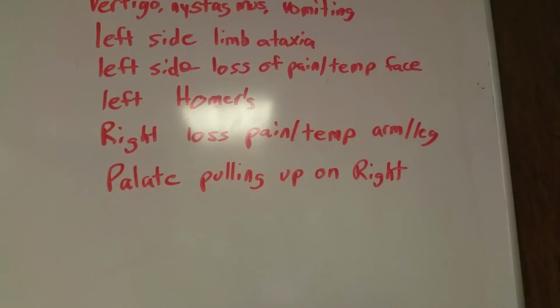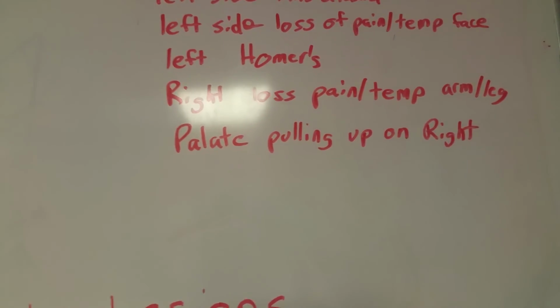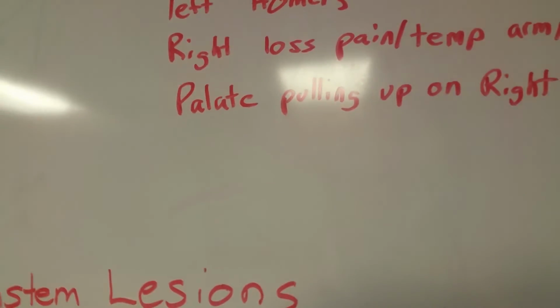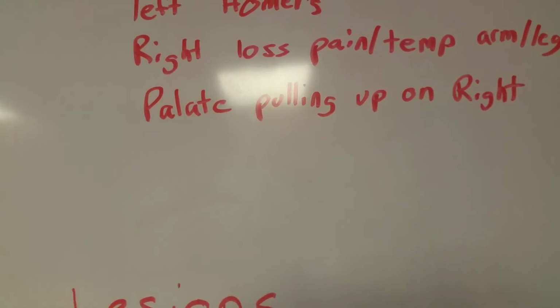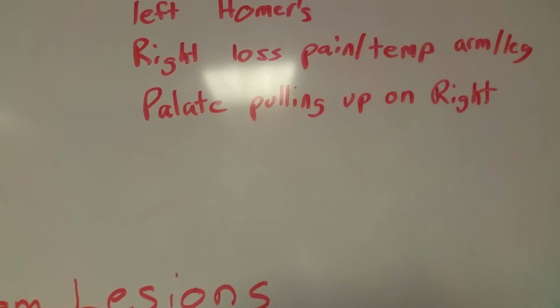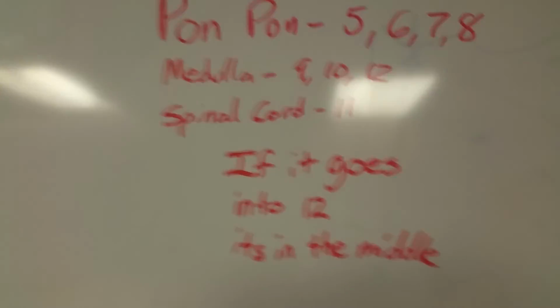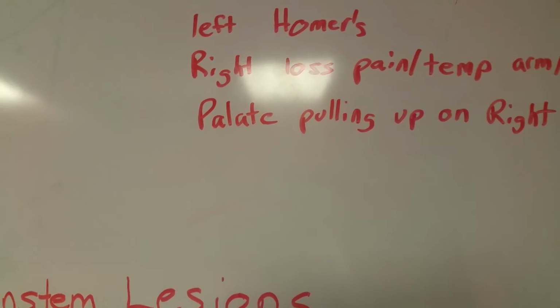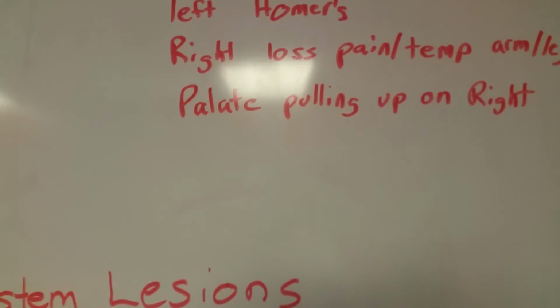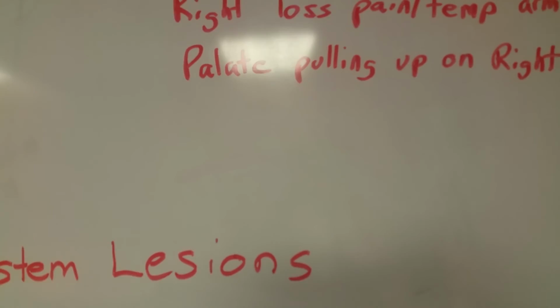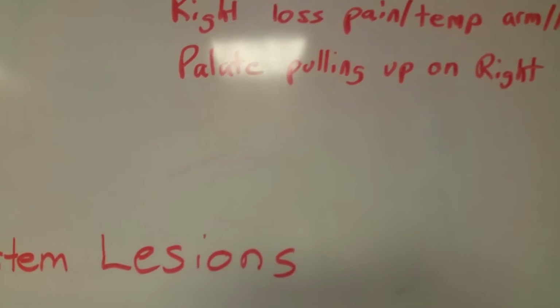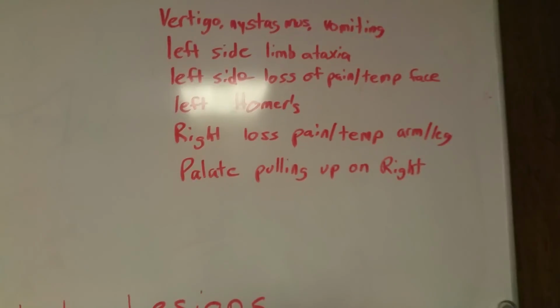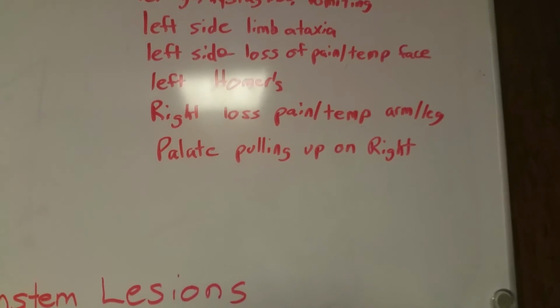And it's our palate. Where's our palate? Palate's 9 and 10. So remember our pons, 5, 6, 7, 8. It's bigger than 8. So where's the lesion? It's in the medulla. So we know it's the left medulla so far. So now the question is, do 9 and 10 divide into 12? They don't. So it's lateral. So this lesion is in the left lateral medulla.